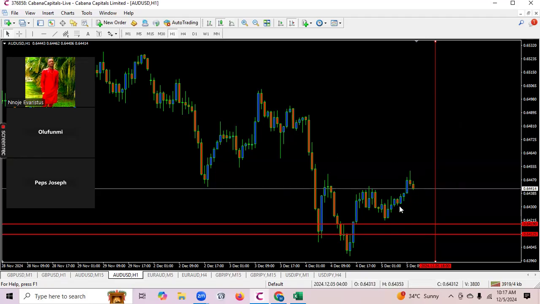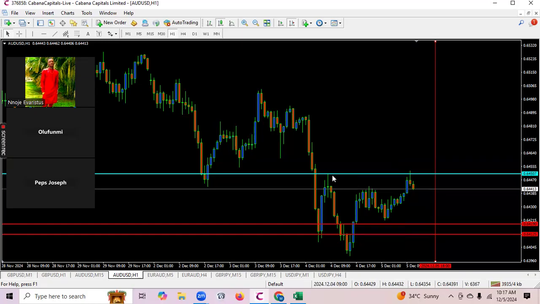So based on the pattern we have here on the daily, 4 hour and 1 hour time frame, Australian dollar USD is still bearish. As you can see, what played out here, the liquidity residing at this high, has been cleared.